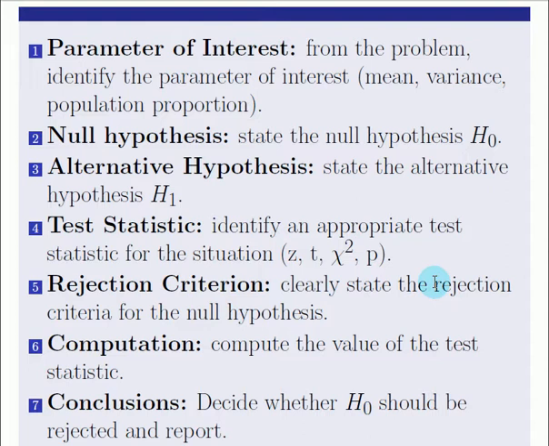Step 6 involves the computation of the value of the test statistic, and step 7 is when you really decide whether you want to reject H naught and report that result. So these 7 steps are many times clubbed into 1 or 2 steps, but it always helps to write these steps out clearly. That way there is a specified order in which these things are conducted. And so what we'll do is we'll take a look at some examples.